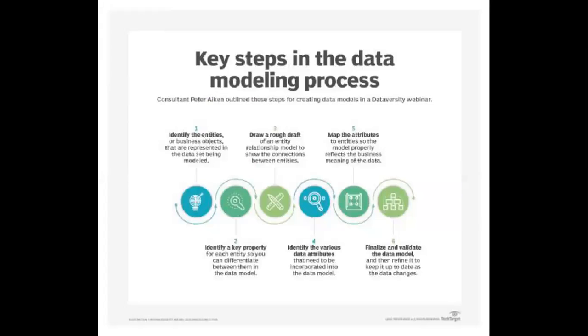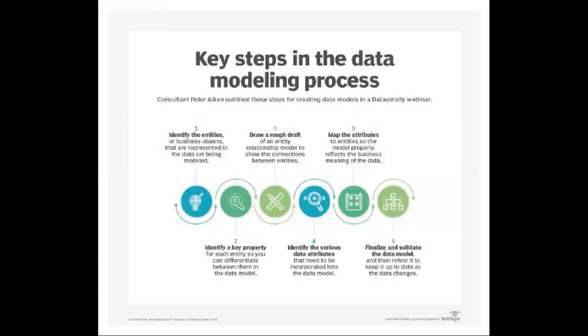Now, what are the key steps in a data modeling process? How to achieve data modeling? The very first step is to identify the entities. First, we have to identify the entities under the given business domain, under that particular organization, and they are represented in a data set as per the model. Meaning the entities will be represented as a model in that particular data set.